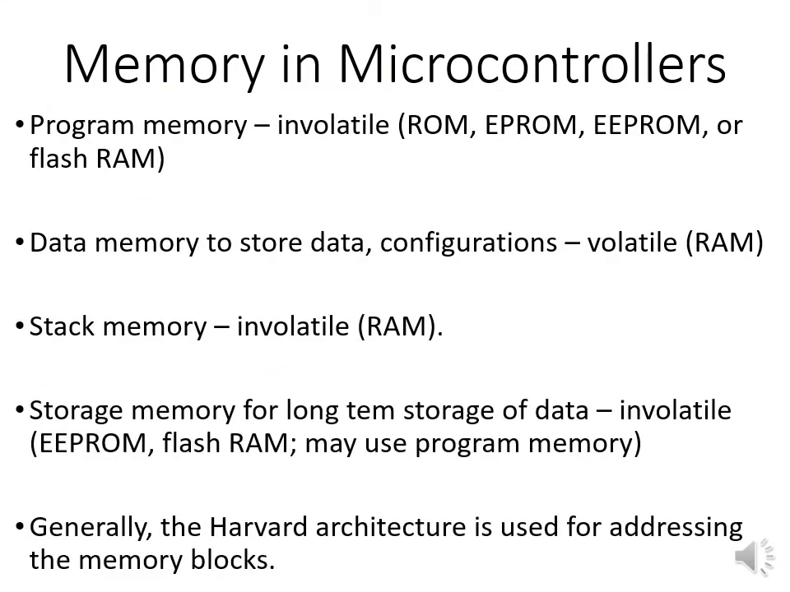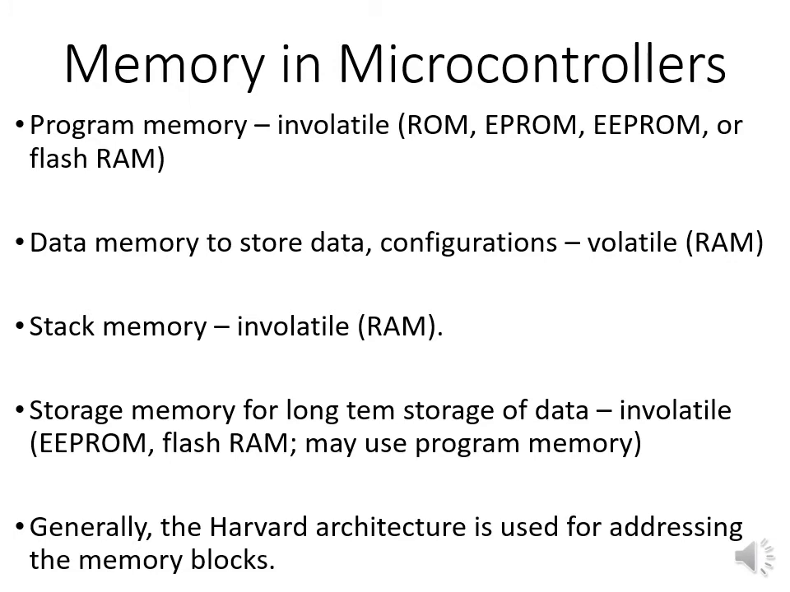Typically, a microcontroller has a number of memory blocks. The first memory block is the program memory. Program memory is required to be nonvolatile, hence it can be implemented as ROM, EPROM, EEPROM, or flash memory. Program memory is required to be nonvolatile because after a program has been downloaded into the microcontroller, it is generally required to run for a long time before it can be changed.